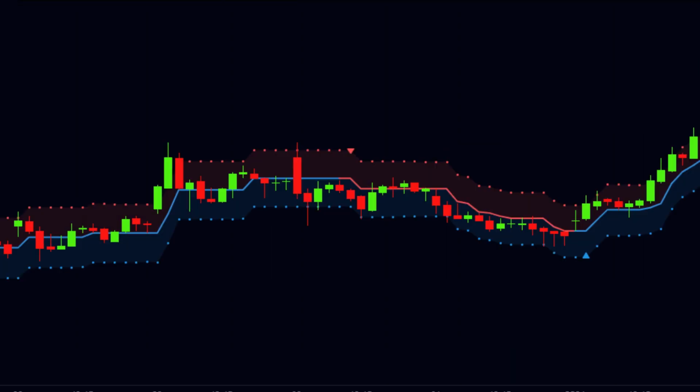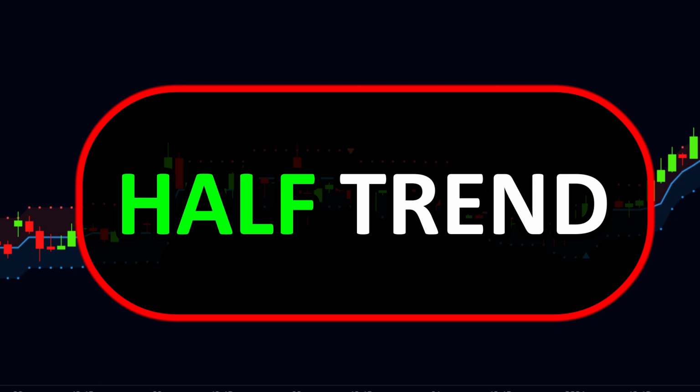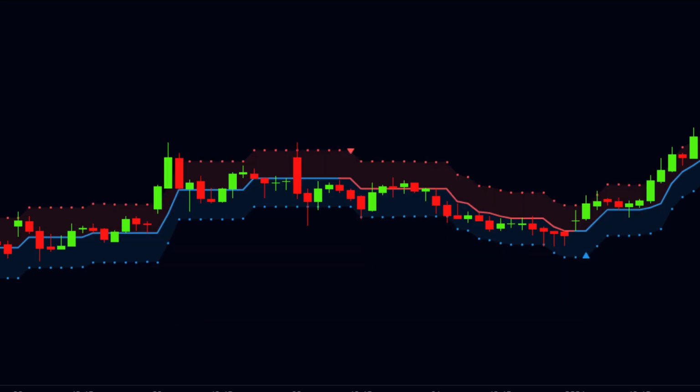Now for a more accurate entry, we will use one more indicator, and that is the half trend. Let us get some idea about it. As you can see in the chart, there are mainly three lines in the half trend. The middle line is the half trend itself, and the two lines above and below it are the ATR bands of the half trend. In our strategy we do not require these ATR bands, so we will remove them from the settings.